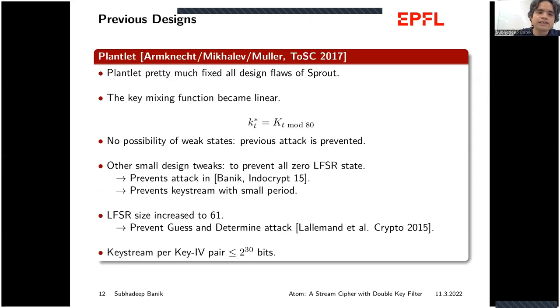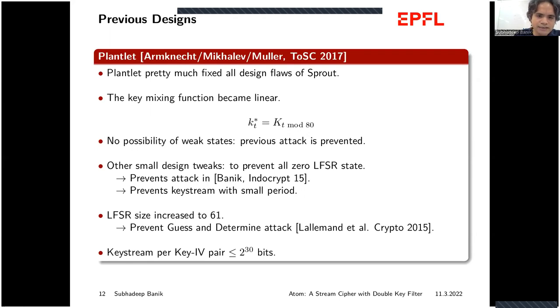So in FSE of 2017, the same authors proposed the stream cipher Plantlet, which pretty much fixed all the problems that Sprout had. Now after the Crypto attack, it was crystal clear that for any such design to survive, the round key function had to be linear. And so in Plantlet, the authors changed the round key function to k of t mod 80. And after this, there was no longer a possibility that weak states would exist. And so the previous attack could be prevented.